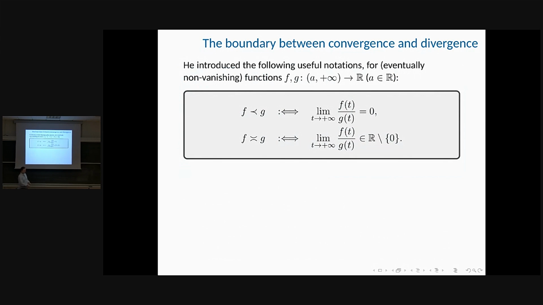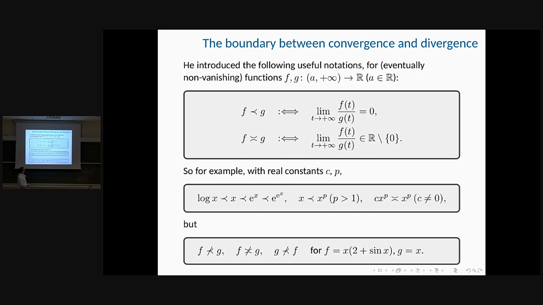So he also invented some interesting, useful notation, which you might have seen before. For functions f and g defined on half lines towards plus infinity, f is dominated by g means simply that the quotient f over g goes to 0, and f and g are asymptotic should mean that this limit exists, but is a real number which is not 0. This seems like a natural thing to do.